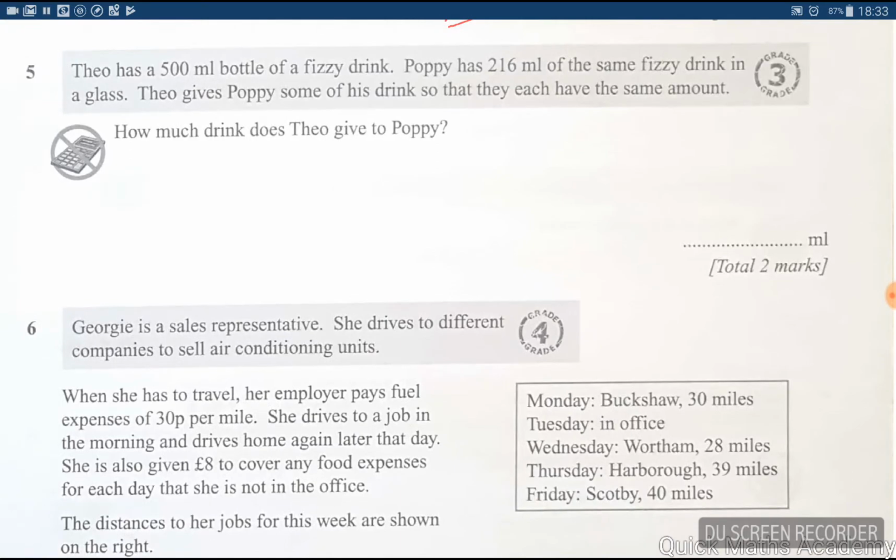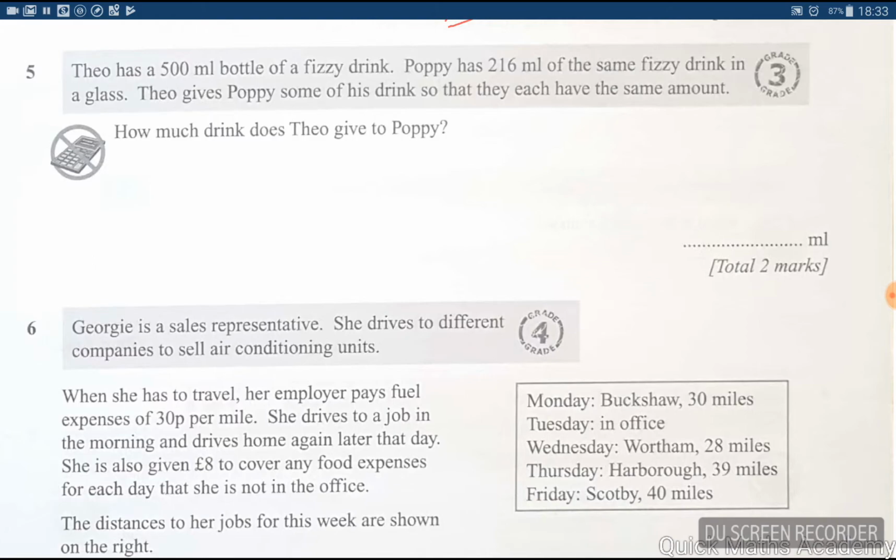Okay, second one. Theo has a 500 ml bottle of a fizzy drink. Poppy has 216 ml of the same fizzy drink in a glass. Theo gives Poppy some of his drink so that they each have the same amount. How much drink does Theo give to Poppy?